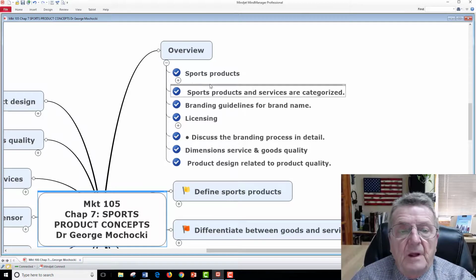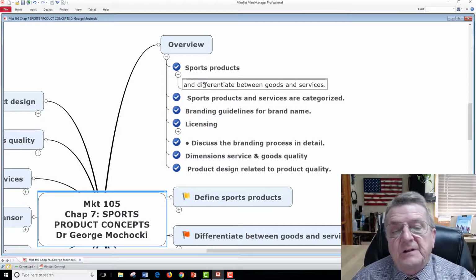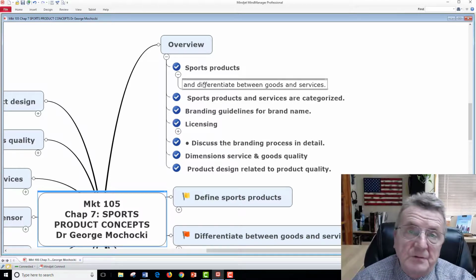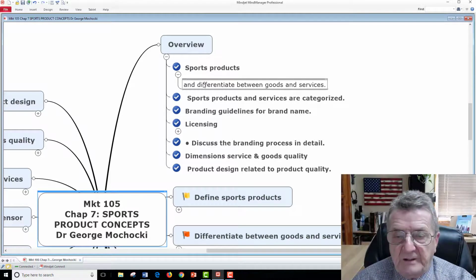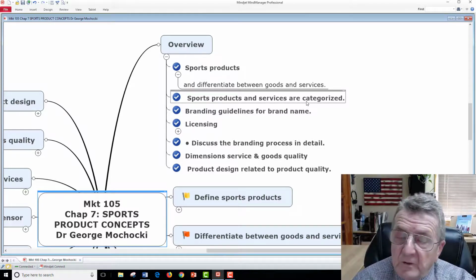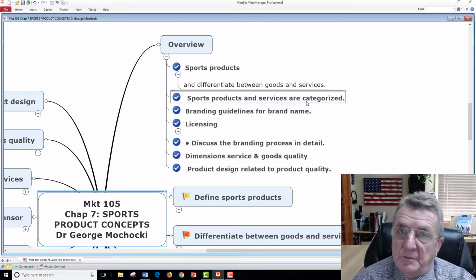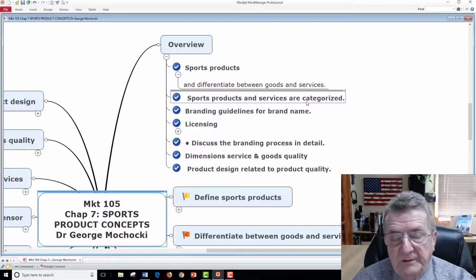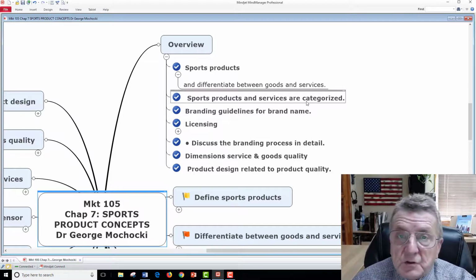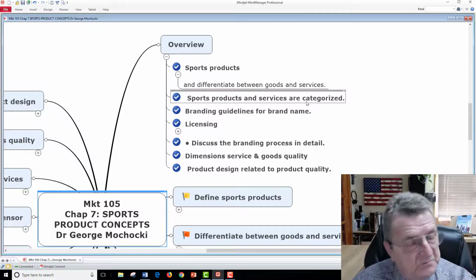So here we go. Okay, the sports product, and it breaks a difference between goods and services. Remember, from a marketing perspective, one's tangible, one's intangible. Sports products and services are categorized, and we're going to talk about that later, through product lines and product mixes. For some of you, this may be a refresher if you've taken Intro to Business. We talk about marketing in one of the chapters, or if you've taken a traditional marketing class, then you'll have some idea. But if you haven't, that's fine.